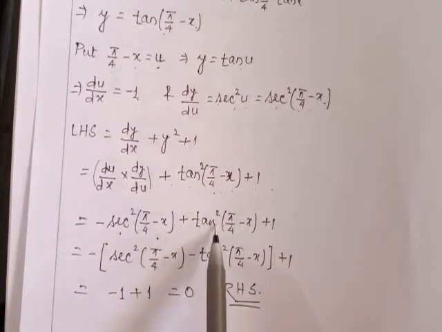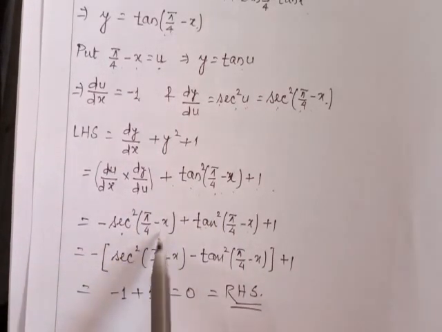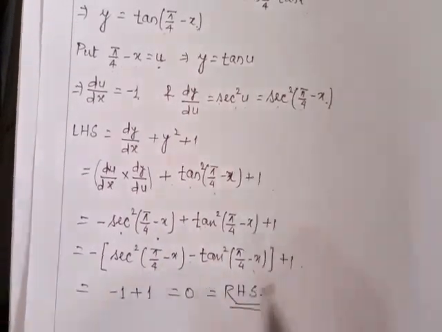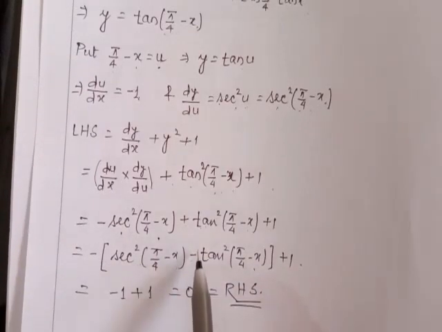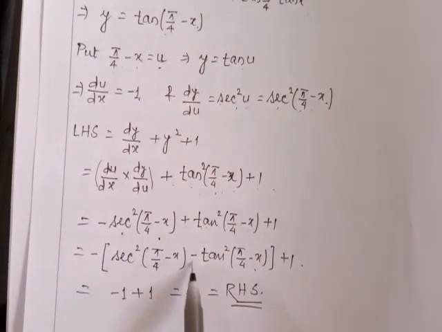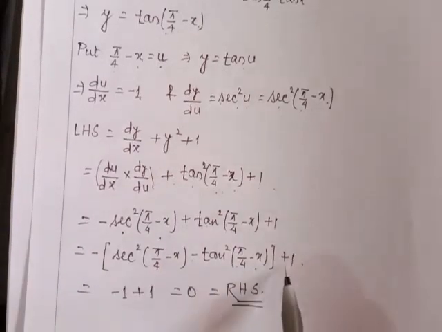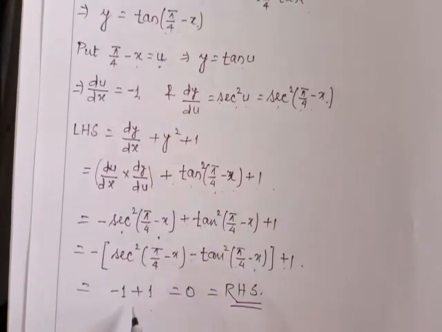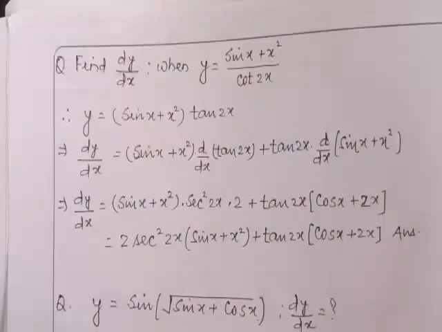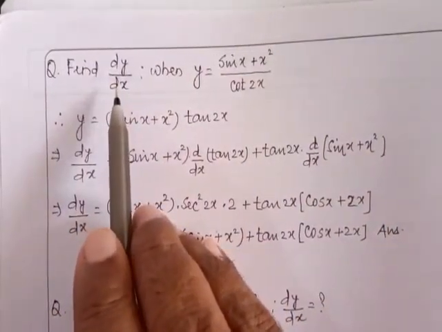So between the first and second term, take minus as common. Then sec square of pi by 4 minus x, minus tan square of pi by 4 minus x, plus 1. So sec square theta minus tan square theta. You already know the formula, sec square theta minus tan square theta is 1. So it becomes minus 1 plus 1, which after cancellation becomes 0. So in this way we differentiate it.